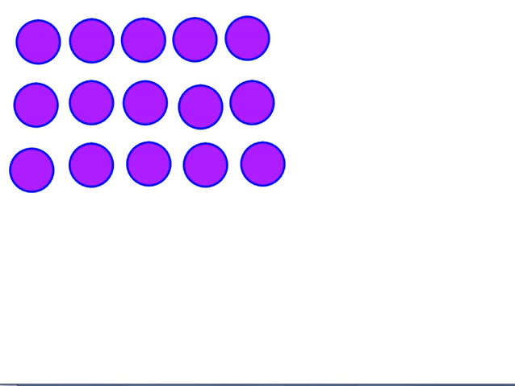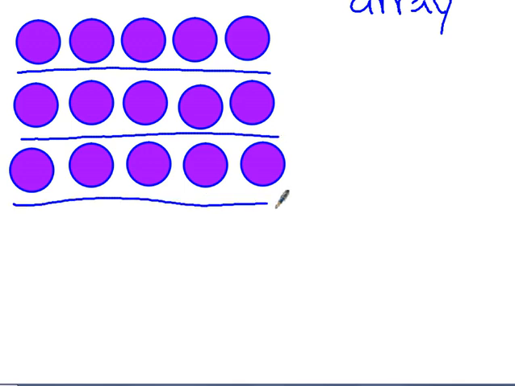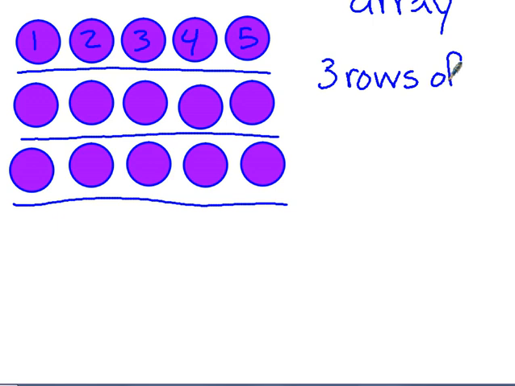Okay, students, so what do we happen to see in this picture? You're right. It's an array. It has 3 rows. You are correct. 3 rows. And how many objects are in each row? 1, 2, 3, 4, 5. So 3 rows of 5.